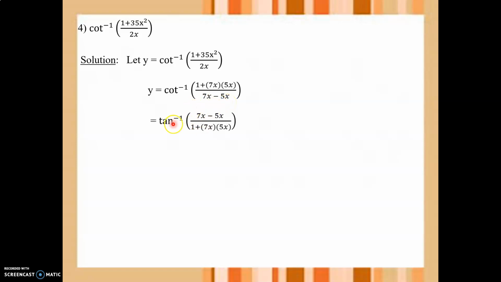Tan inverse, next term. We know this formula, cot inverse of x is equal to tan inverse of 1 upon x. So we are utilizing that reciprocal formula. So tan inverse of, the numerator will become denominator and denominator will become numerator, so tan inverse of 7x minus 5x upon 1 plus 7x into 5x. Now we know this formula: tan inverse of a minus tan inverse of b is equal to tan inverse of a minus b upon 1 plus a into b. So this function will become tan inverse of 7x minus tan inverse of 5x.